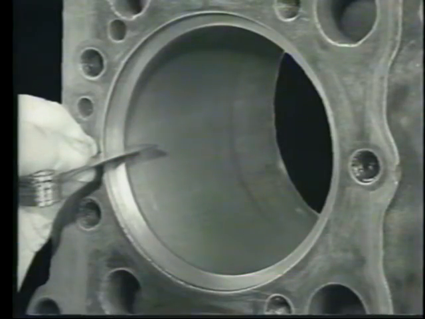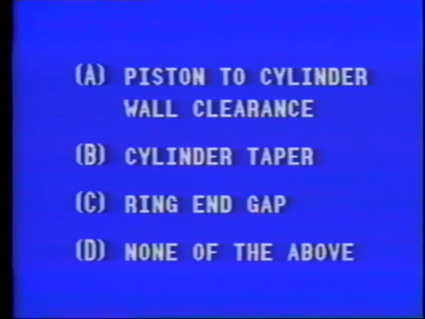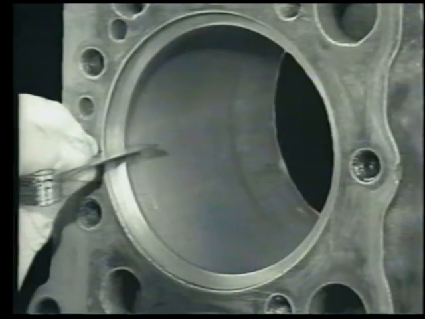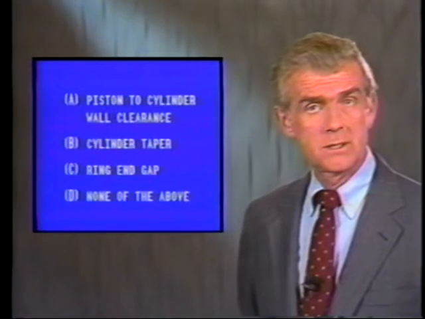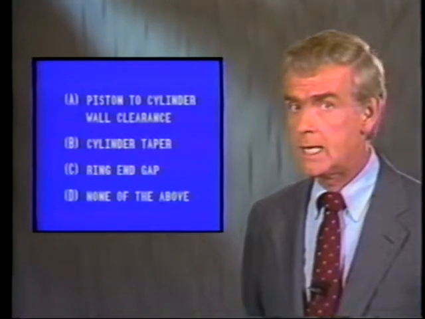For this question, refer to the corresponding graphic on your mini-test. What is the technician measuring in the illustration shown? A, piston to cylinder wall clearance. B, cylinder taper. C, ring end gap. D, none of the above. There are many important measurements that should be made when replacing pistons and rings. Among them are ring groove wear, piston clearance, cylinder taper, and ring end gap.